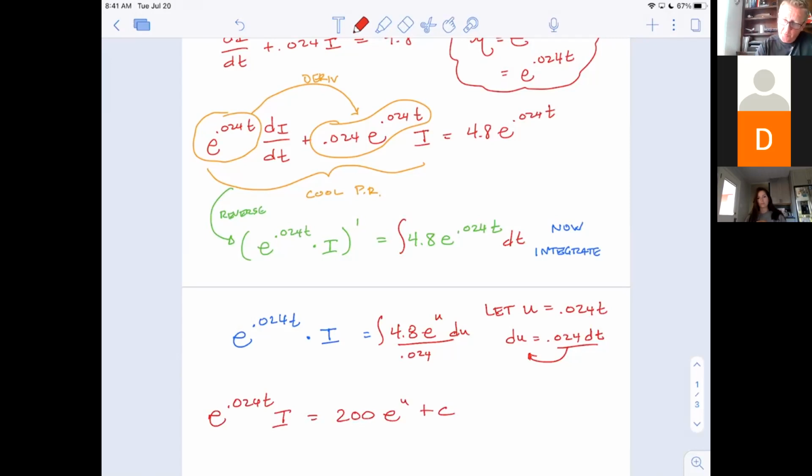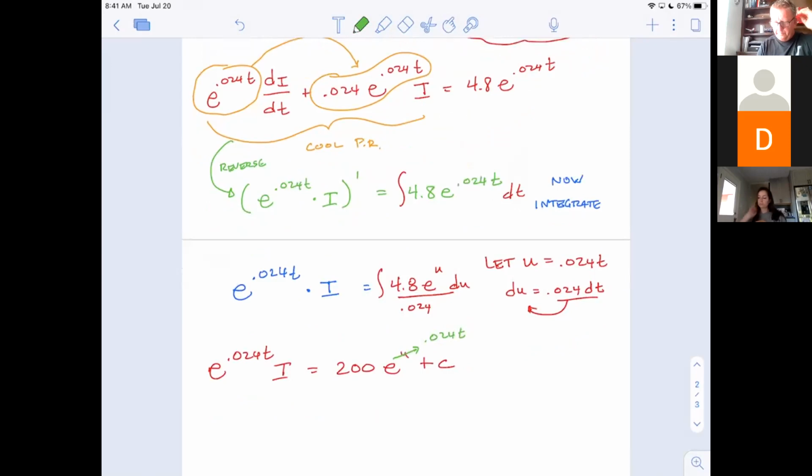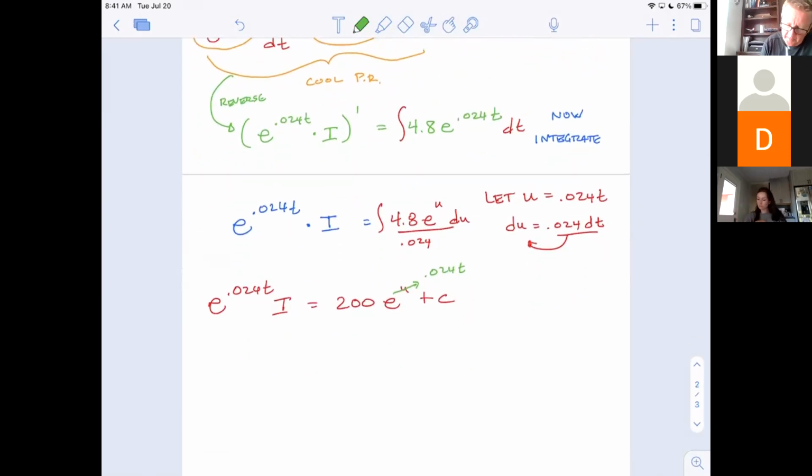And then I just need to replace u with what u always was. I never really wanted that as part of this problem, so replace that u with 0.024t. And then all I have to do is divide both sides by e to the 0.024t. Notice what you get. This is kind of interesting. 200 e to the 0.024t gets divided by e to the 0.024t. But then you also have this c, which also gets divided by e to the 0.024t.